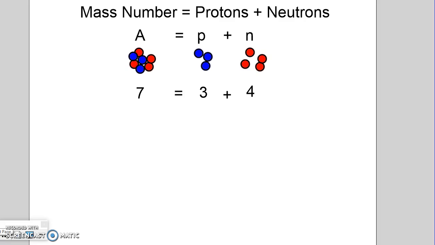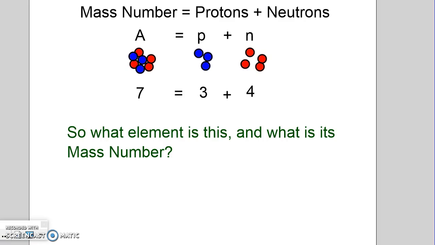We could do lots of other examples. But I want to ask the question, what element is this? And what is its mass number? Well, the mass number should be easy. You might need to refer to your periodic table to answer the question, what element is this?